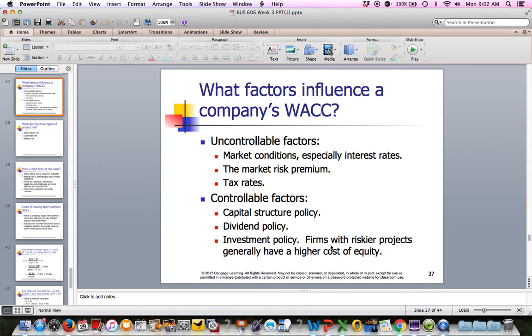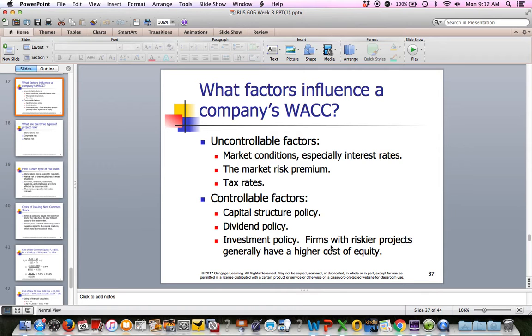Okay. So what affects the WACC? Things that companies can't control and things that you can control. So what you can't control is the market and interest rates. You just have to operate in the interest rate environment and make adjustments and decisions accordingly based on what interest rates are. And of course that means the overall economy, what kind of business you're in, what's the general attitude about risk in the economy, and of course tax rates.